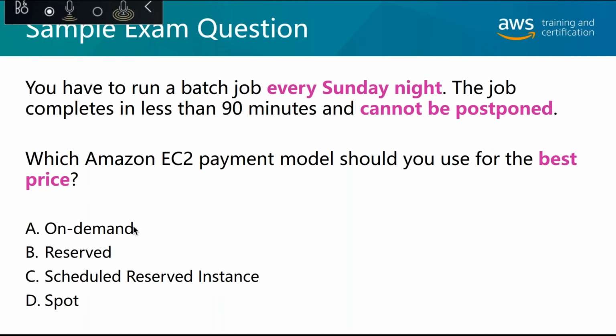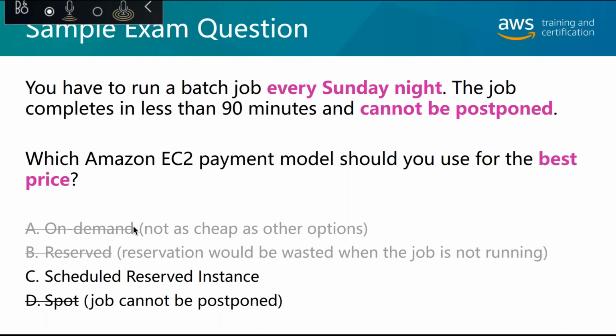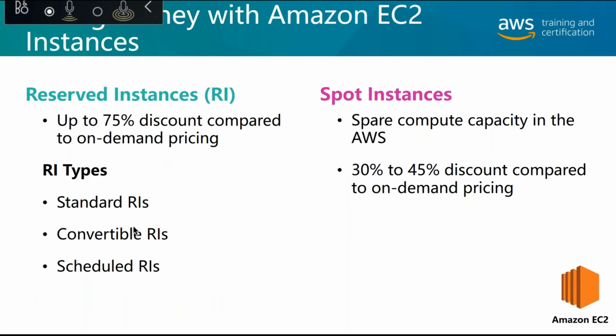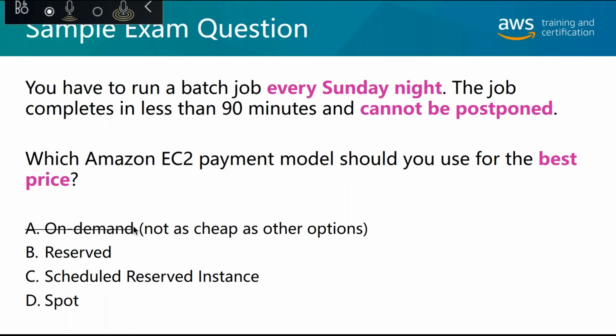So a few things right here. First of all, it says it cannot be postponed. It is every Sunday night, so we're kind of giving you a hint that there's a schedule involved. So in this use case, it would be a scheduled reserved instance. It's still a good price, and you can have it scheduled every night. It's like the reserved instances we said right here: they are discounted compared to on-demand pricing, and under reserved, you can have scheduled RIs.